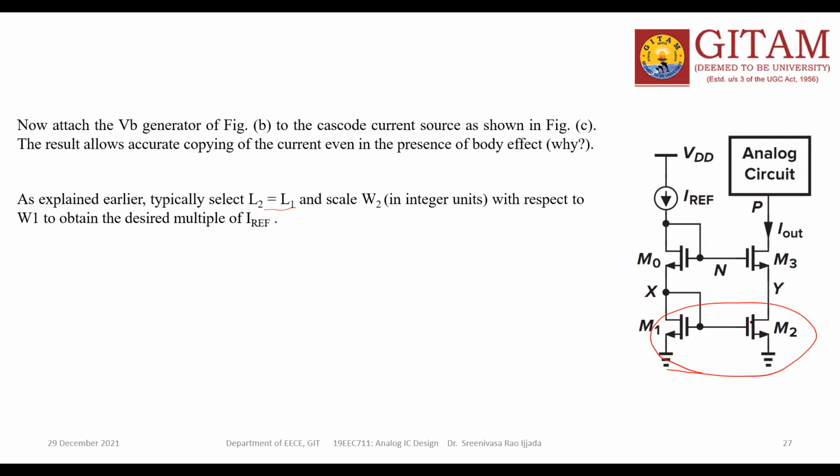So W2 should be some multiple of W1, maybe 2 W1, 3 W1. That means the multiplication value should be an integer, not a fractional value. Suppose the multiplication factor is not an integer, say 1.5 or 0.5, then what happens? Your current is not amplifying, so it may be reduced: 0.5 into I reference is equal to I out. Got my point or not?